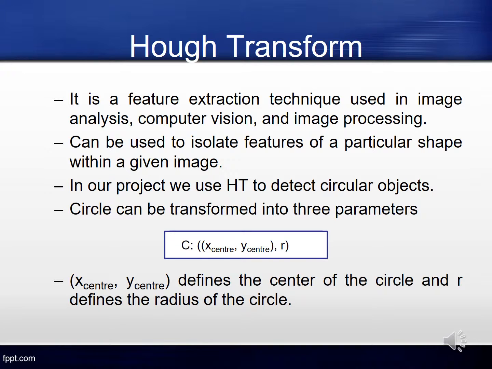From the detected circle, two key parameters are identified: the xy coordinates of the center of the object and the radius of the circle. The x center and y center define the center of the circle, while r defines the radius of the circle.